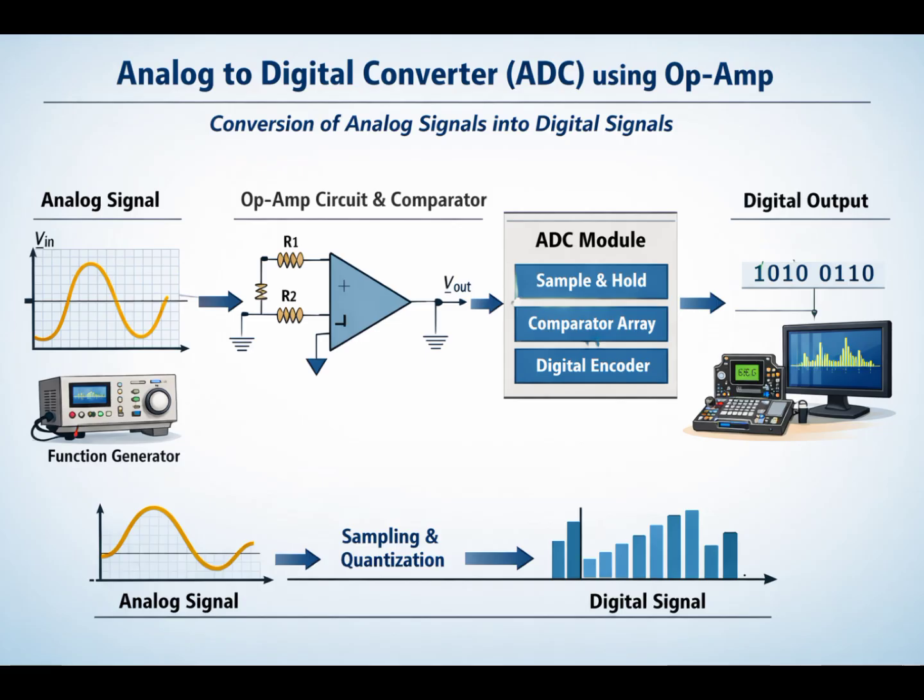Introduction. Our topic is analog to digital converter using op-amp. ADC is a circuit that converts analog signals into digital signals. Analog signals are continuous in nature. Digital signals are discrete, mostly in binary form, 0 and 1. In modern electronics, most systems like microcontrollers, computers, and digital processors work only with digital data. So conversion is very important.